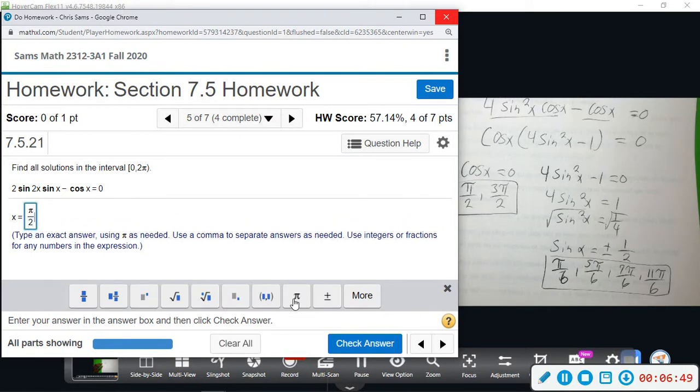Pi divided by 2. 3 pi divided by 2. Pi divided by 6. 5 pi divided by 6. 7 pi divided by 6. And 11 pi divided by 6.